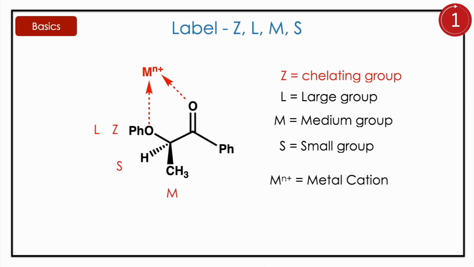Before getting into the problems, you should know the basics: the labeling of the molecules. The labeling will be Z, L, M, S. Z is the chelating group. We will see that shortly. L is the large group, M is the medium group, and S is the small group. Here Mn+ is mostly the metal cation. So you should know this terminology before getting into the basics.